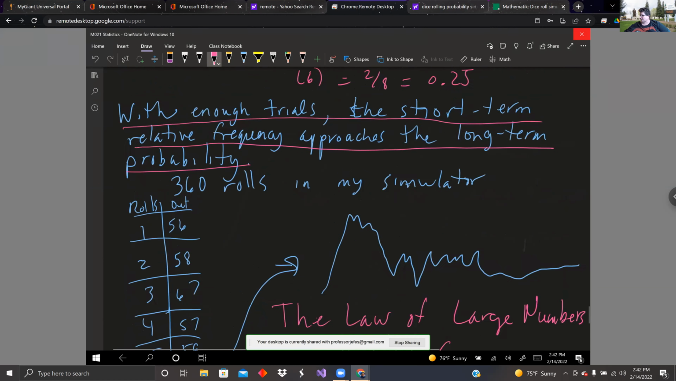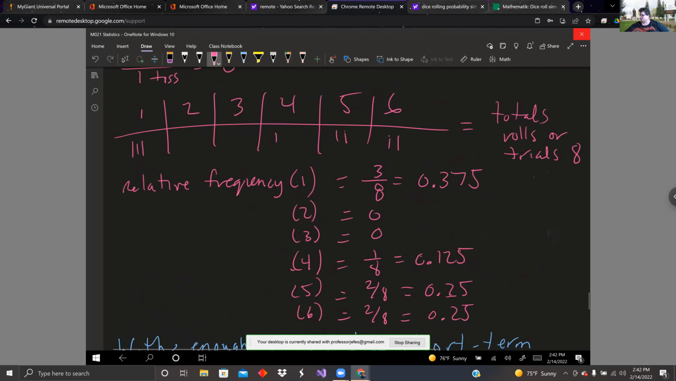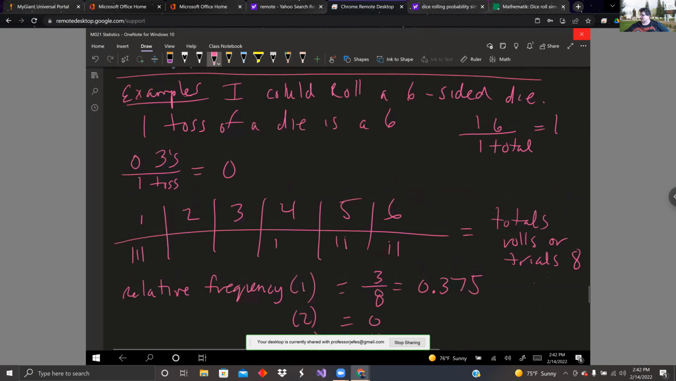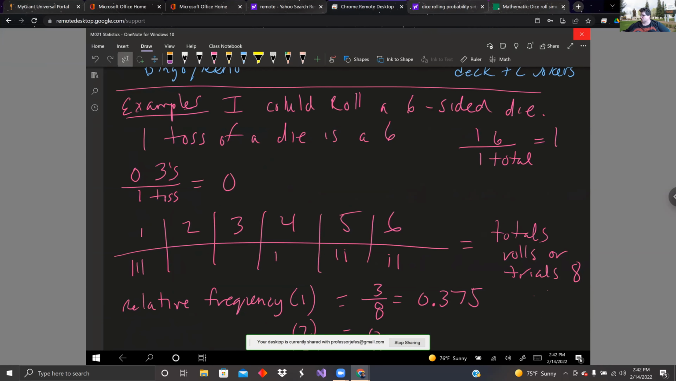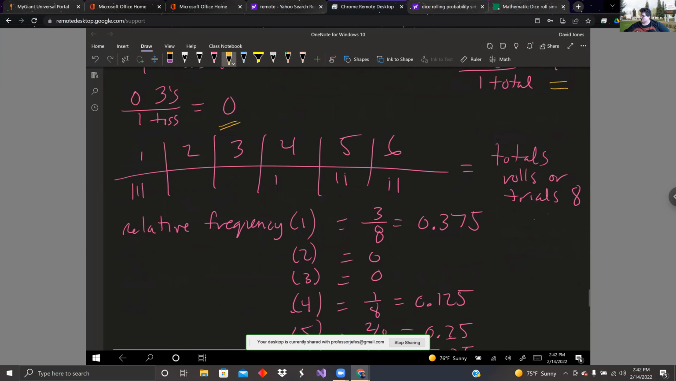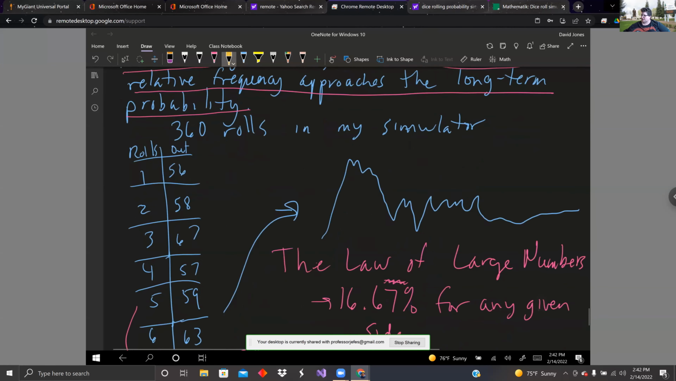Note up here a couple of things. When I rolled to start off with, my first roll here, I had a 6, and I got a 1. And everything else was a 0. So that gives us some important information about probability.